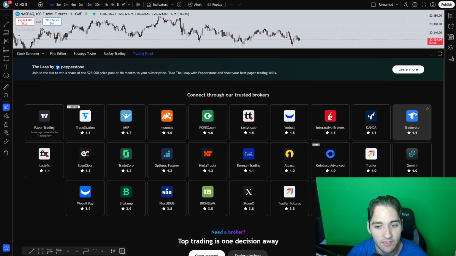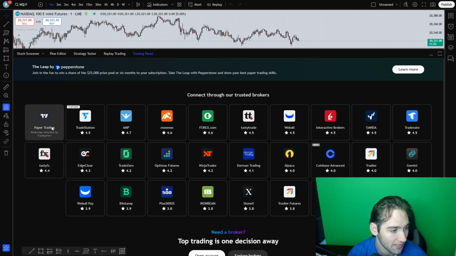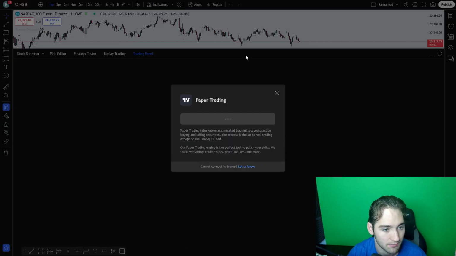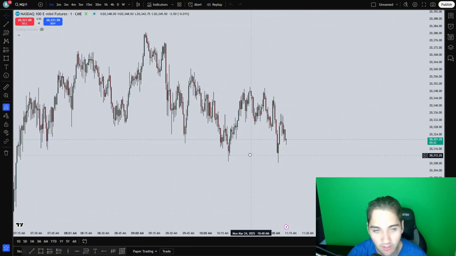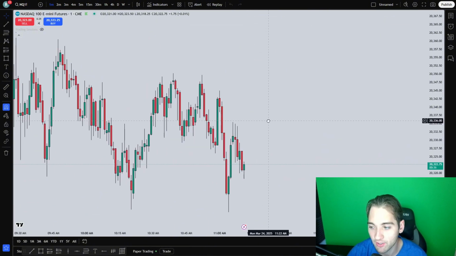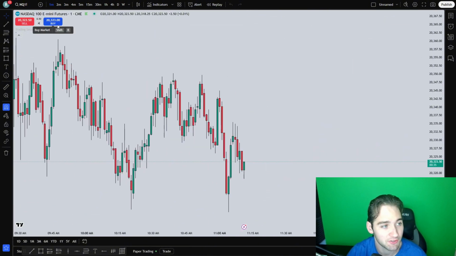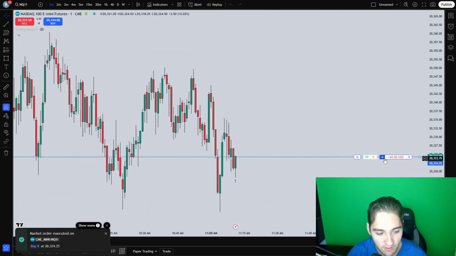And for right now, you could always practice trading by paper trading. If I go ahead and select paper trading here, you connect it. It shows us now we're in paper trading right down here. This is when you fiddle around and try to practice a trade. If I press buy, boom, now we're in with our paper money.